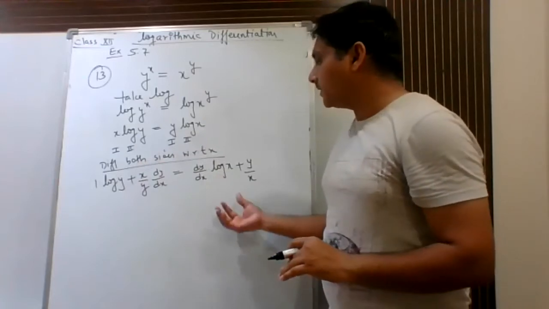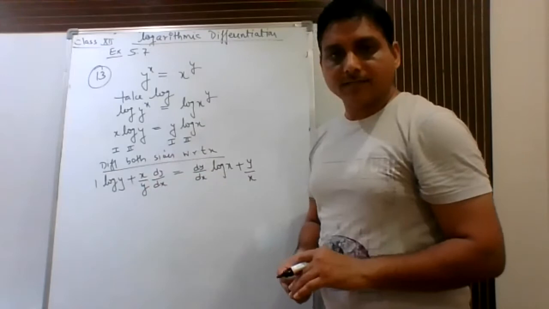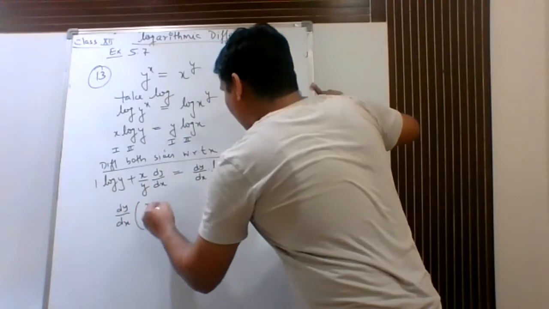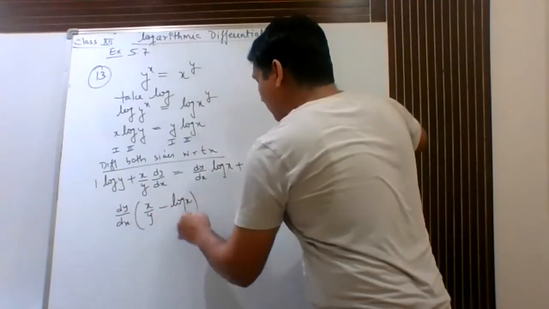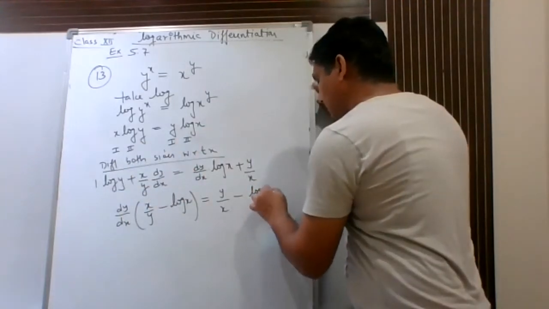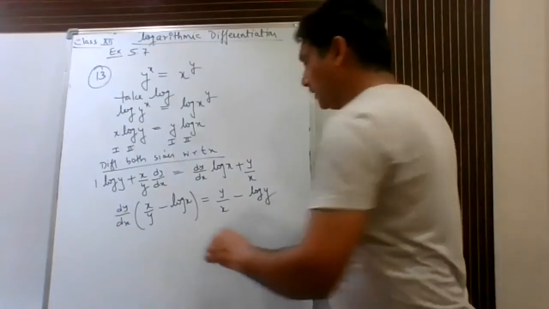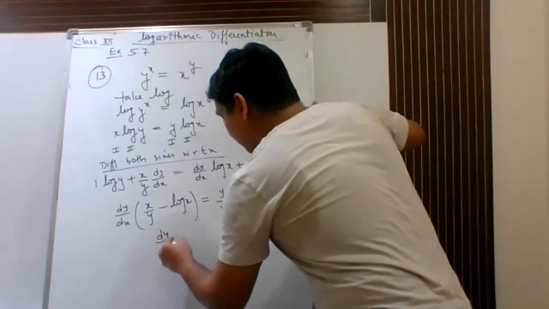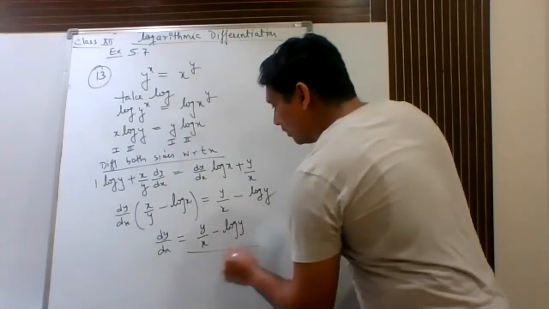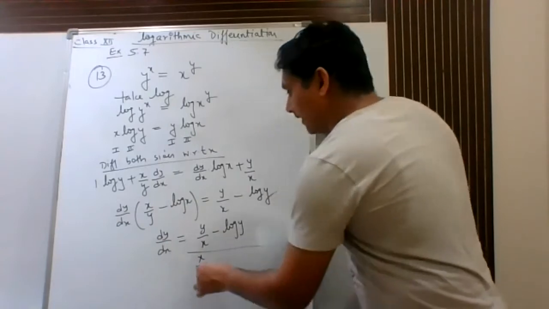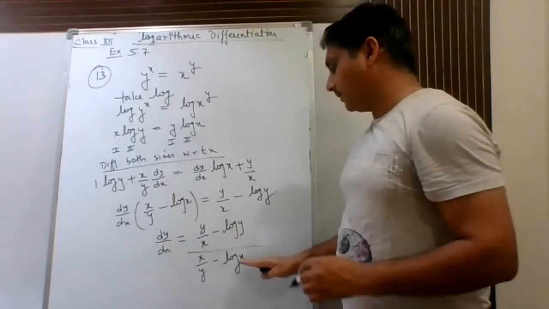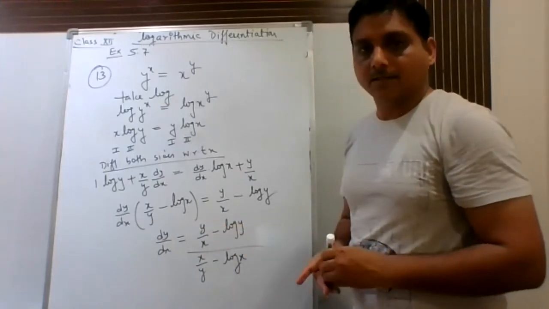Now, after this, simply you will take dy upon dx on one side. So dy upon dx can be taken common and we can shift this term to the other side. This is what we can write. Finally, you will say dy upon dx will be equal to (y minus y upon x minus log y) whole divided by (x upon y minus x). So this will be our final answer.